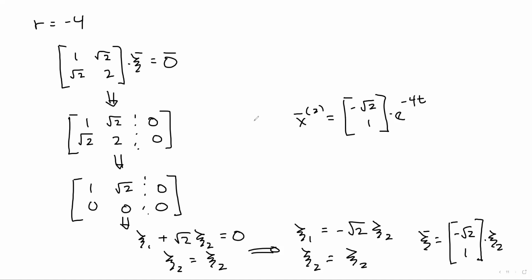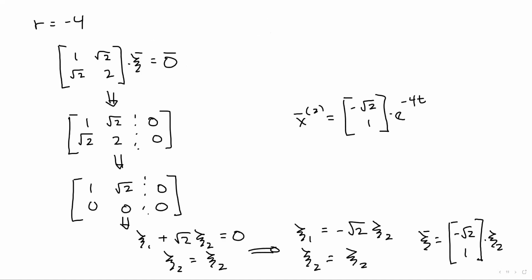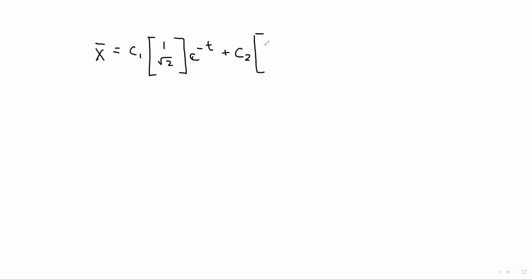Okay, we can combine those to get our general solution format. So say X equals C1 times the first one. What is it? 1, root 2, and then got the e to the negative t. And then the second one, what is it? Negative root 2, 1. Got the e to the negative 4t. All right. And then is that sufficient to get us all of the solutions?